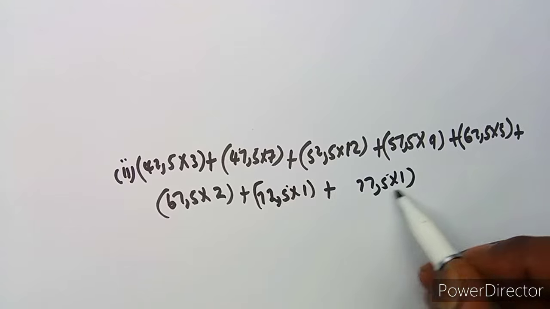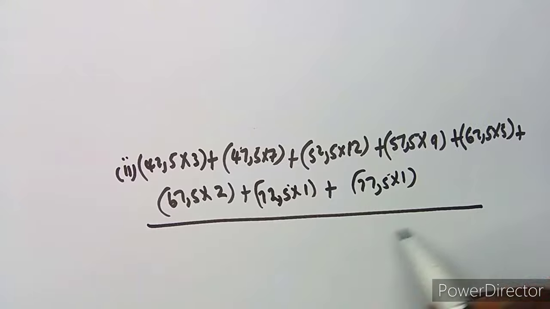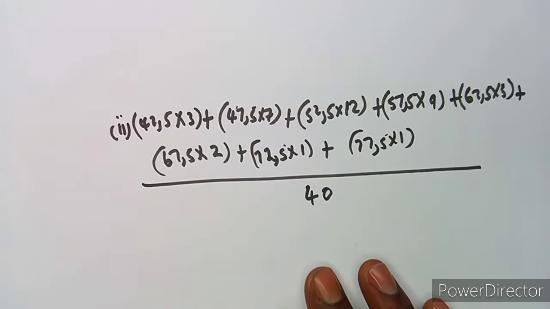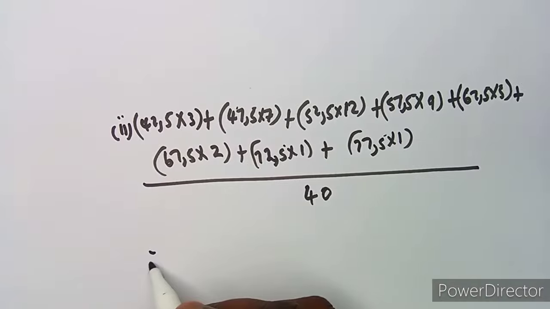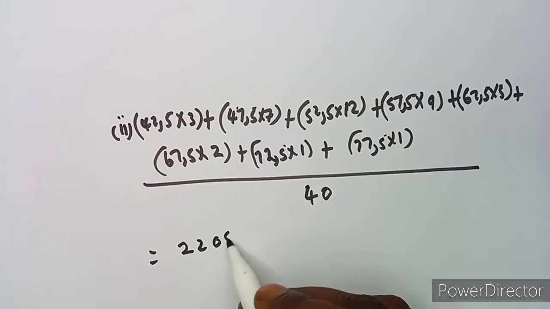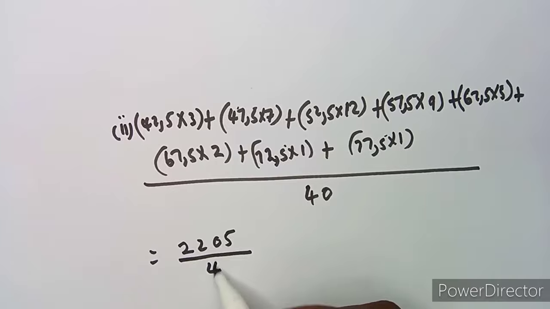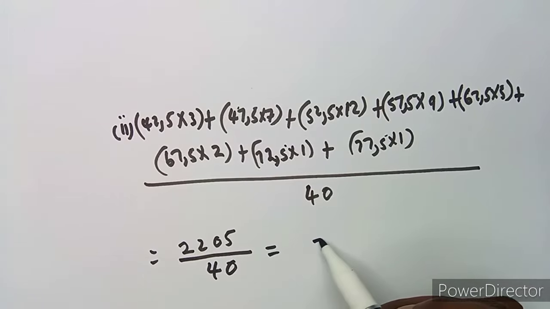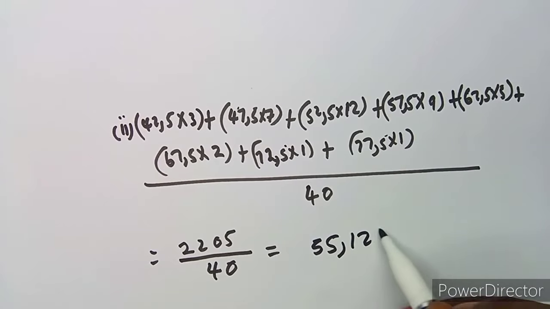Until you obtain the last one, guys, 77,5 times 1, everything over the total frequency you're given. These are 40 candidates, so all you need is to combine the one on top, which is going to give us 2205 over 40. So dividing this is going to be 55,125.